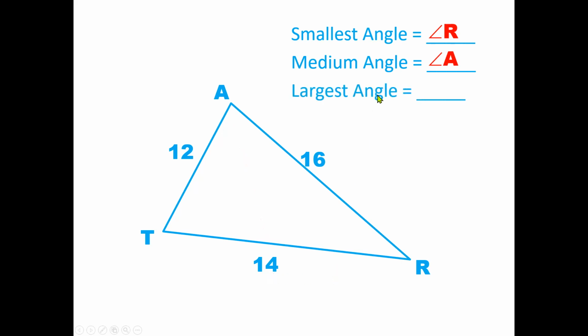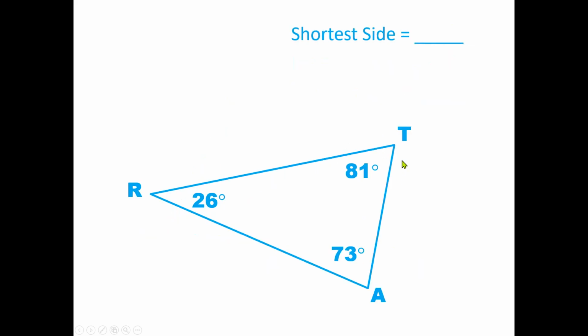And then the biggest angle is going to be across from the longest side. Longest side is 16, right? So over there is the largest angle, which is angle T, right? So shortest side is going to be across from what? Yeah, it's going to be across from the smallest angle. Here's the smallest angle, 26.